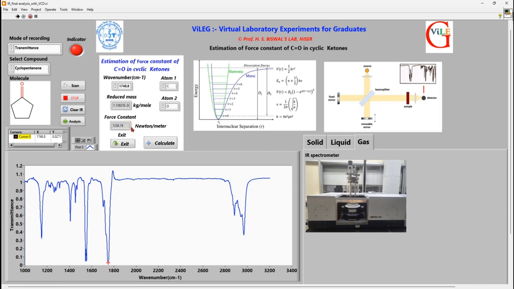Using IR spectroscopy, we can also find out the anharmonicity constant and the dissociation energy, using the equations provided here.